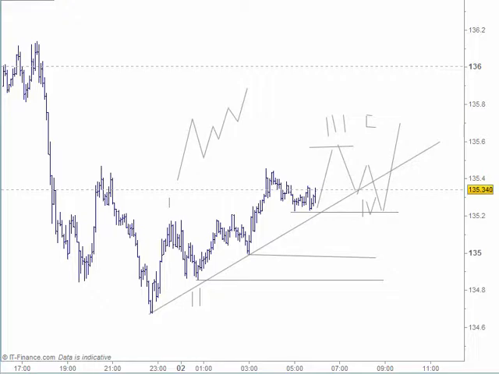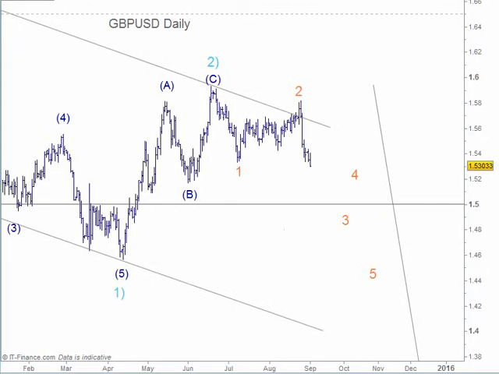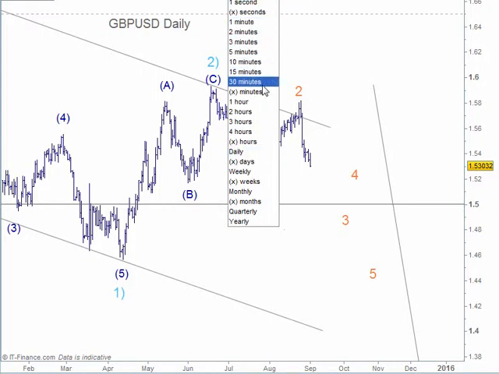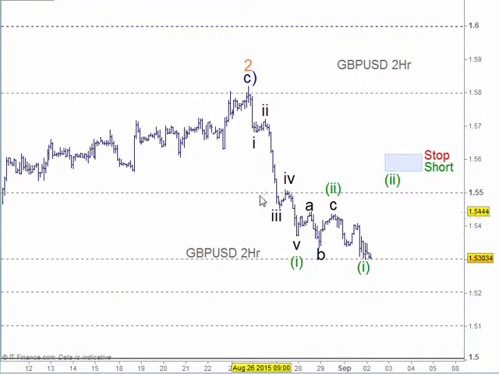So the next one is the cable, and this is just back to the daily chart here, just to point out that this has potential to move down a long way, and we've been trying to find out this move down through here. We've been looking at it just on the 2-hour chart here. Where are we? There we go. So from the high here, we've got 1, 2, 3, 4, and 5 here.